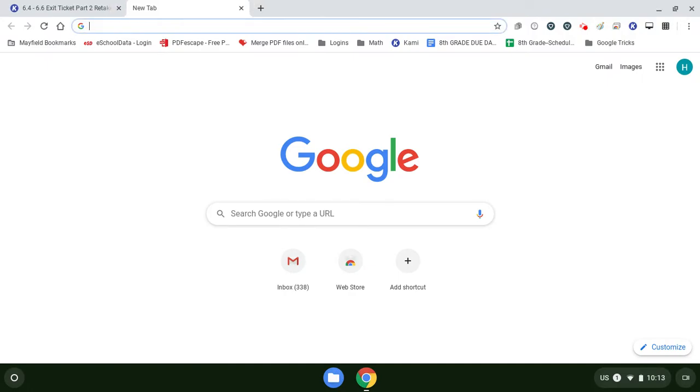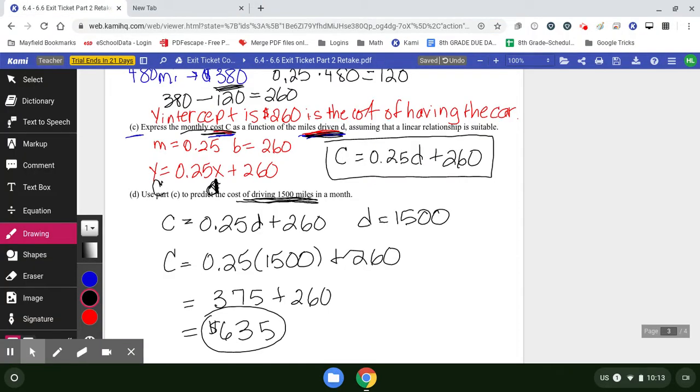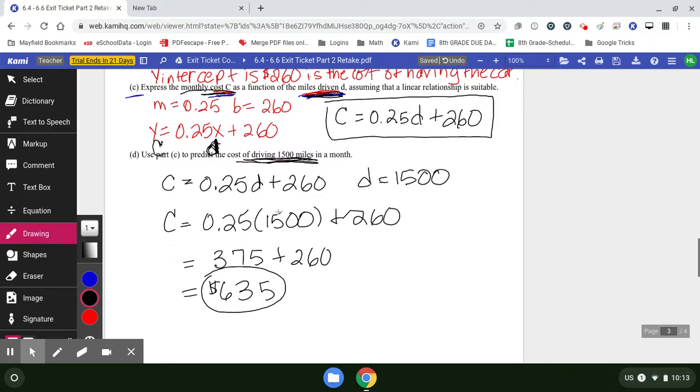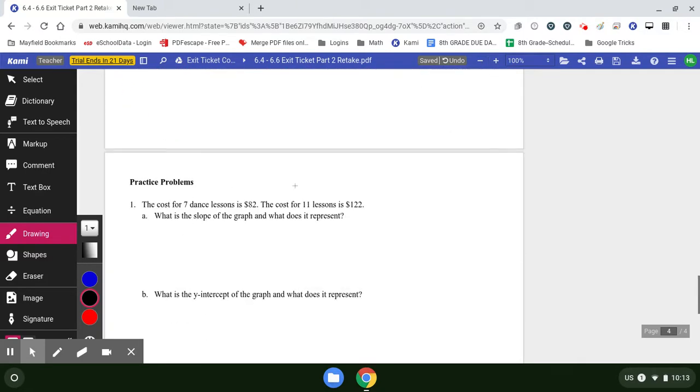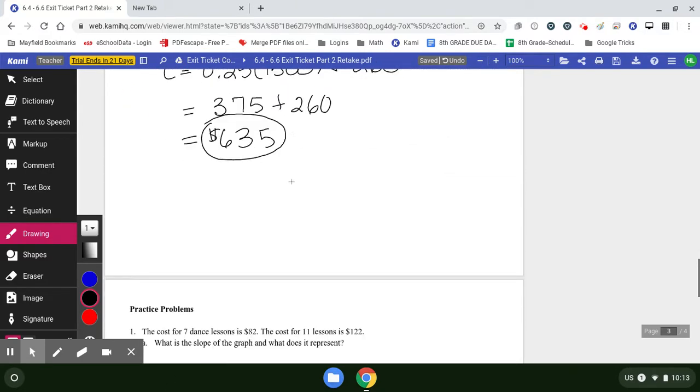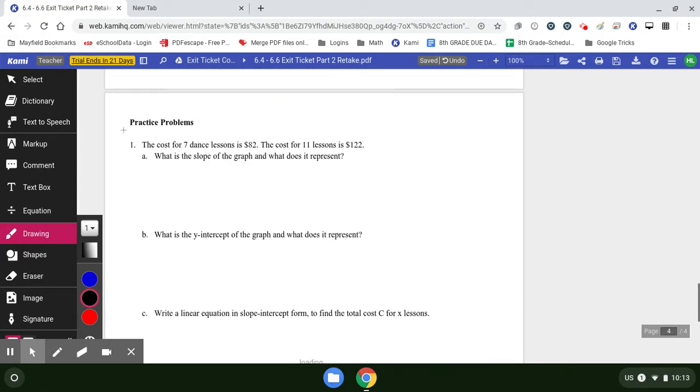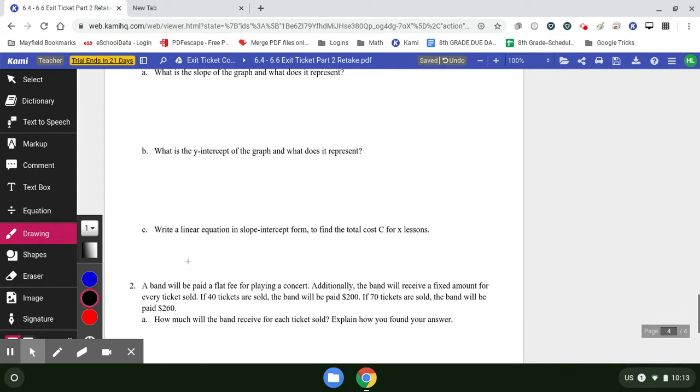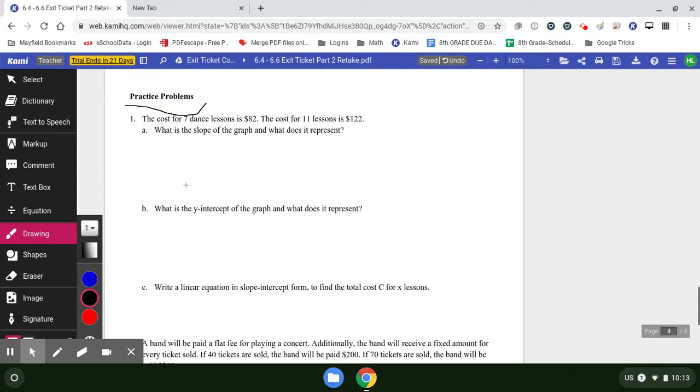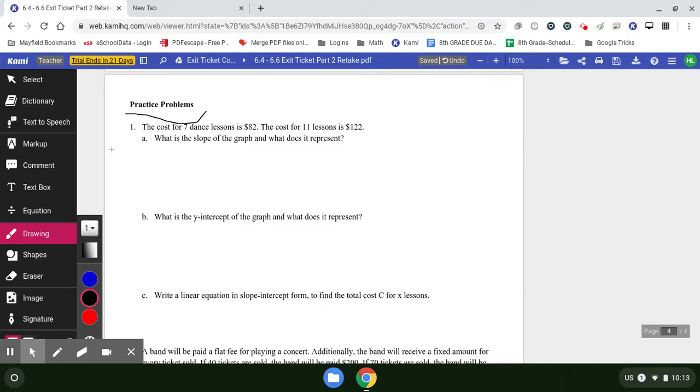Okay, so hopefully this helps with your understanding of how to model a linear function or write in slope-intercept form. If you would like to make up the exit ticket, there are 2 practice problems over here, number 1 and number 2. You can print this, or you can do this on a piece of paper and take a picture and submit it, whichever is easiest for you.